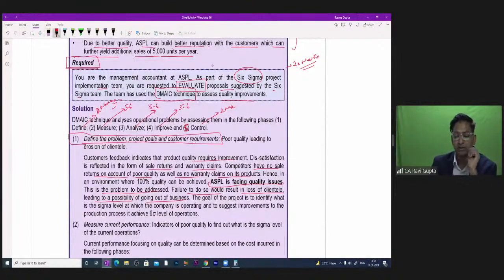The goal of this project, we have to define here. We have to define 3 things here. Number 1, problem. Number 2 is goals, project goals, and number 3 is customer requirement. Right. The problem we have already mentioned, that the company is facing the quality issue.